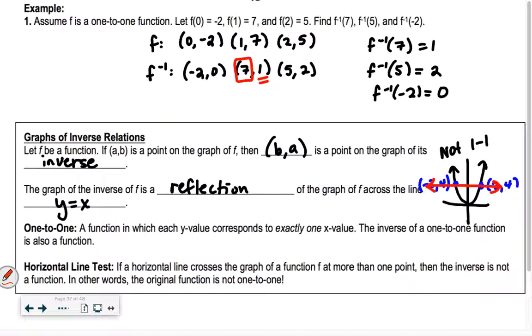Okay, so the horizontal line test says if a horizontal line crosses the graph of a function f at more than one point, then the inverse is not a function.